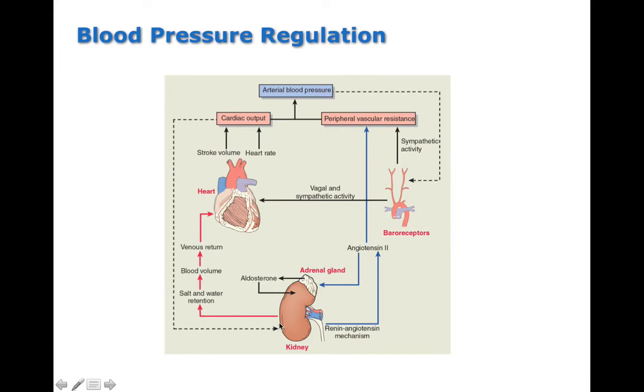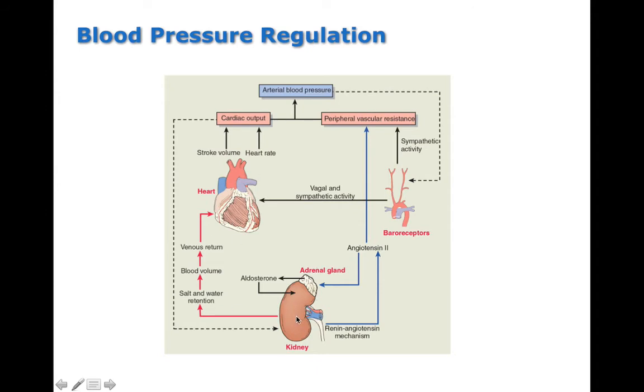Now, with respect to how your kidneys play a role here, if your cardiac output is too low and your blood pressure is too low, you're going to retain more salt and water, which means you're going to retain more fluid. And if you retain more fluid, you're going to have better venous return, which is going to increase cardiac output. So blood volume and blood pressure are proportional, and that's how the kidneys play a role.